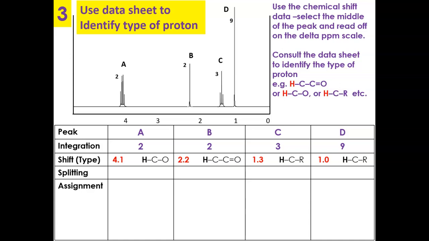So from the data sheet, peak A, I reckon, will be hydrogen bonding to carbon, single bonding to oxygen. And of course, we expect to get things like that on the single oxygen alcohol side of our ester. Peak B, these are hydrogens bonding to carbon that bonds to the carbonyl group, which of course we'd also expect to find in our ester on the carboxylic acid side.